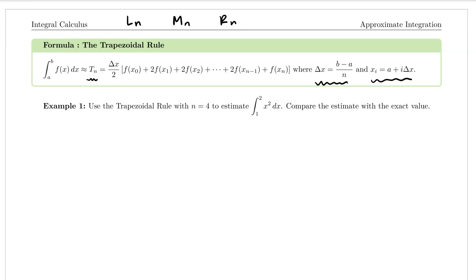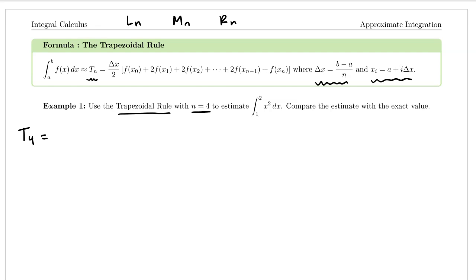Example 1 says, use the trapezoidal rule with n equals 4 to estimate the definite integral from 1 to 2 of x squared dx. Compare the estimate with the exact value. If we want to use the trapezoidal rule with n equals 4, that's another way of saying we want to calculate T sub 4.